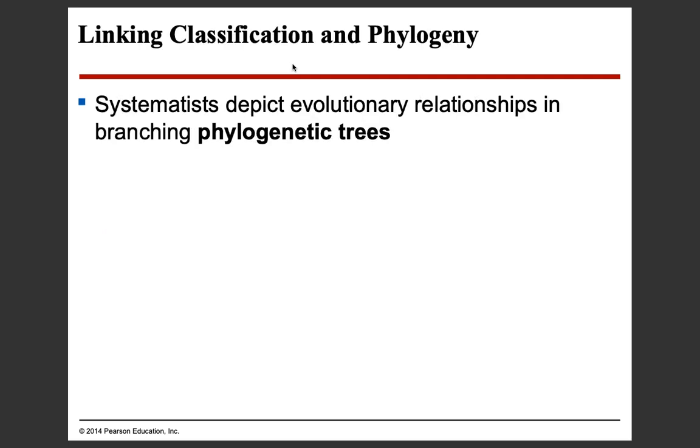Okay, so, linking classification and phylogeny. I said that this chapter is about phylogeny, which are those diagrams, a nice little evolutionary history, whereas classification is based more on resemblances. Systematists developed evolutionary relationships in branching phylogenetic trees. They use some of the information from classic classification practices, but also our more modern DNA research, in order to discover evolutionary relatedness between organisms and develop our phylogenetic trees.